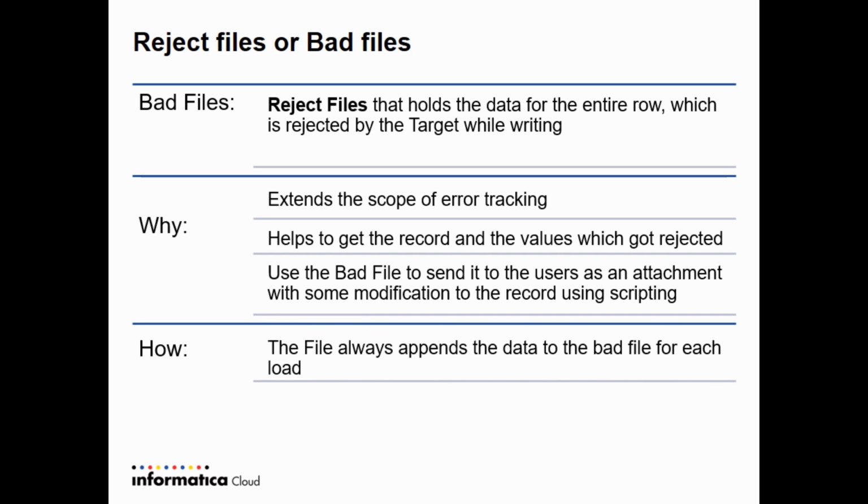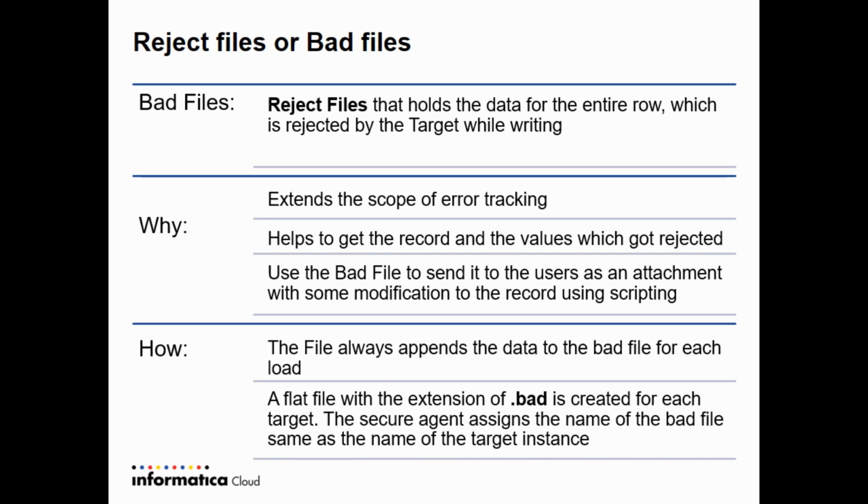How does this work? The file always appends the data to the bad file for each load. A flat file with the extension .bad is created for each target. The secure agent assigns the name of the bad file the same as the name of the target instance. Even if the session doesn't have any rejected records, the secure agent still creates a bad file with 0 size, of course.